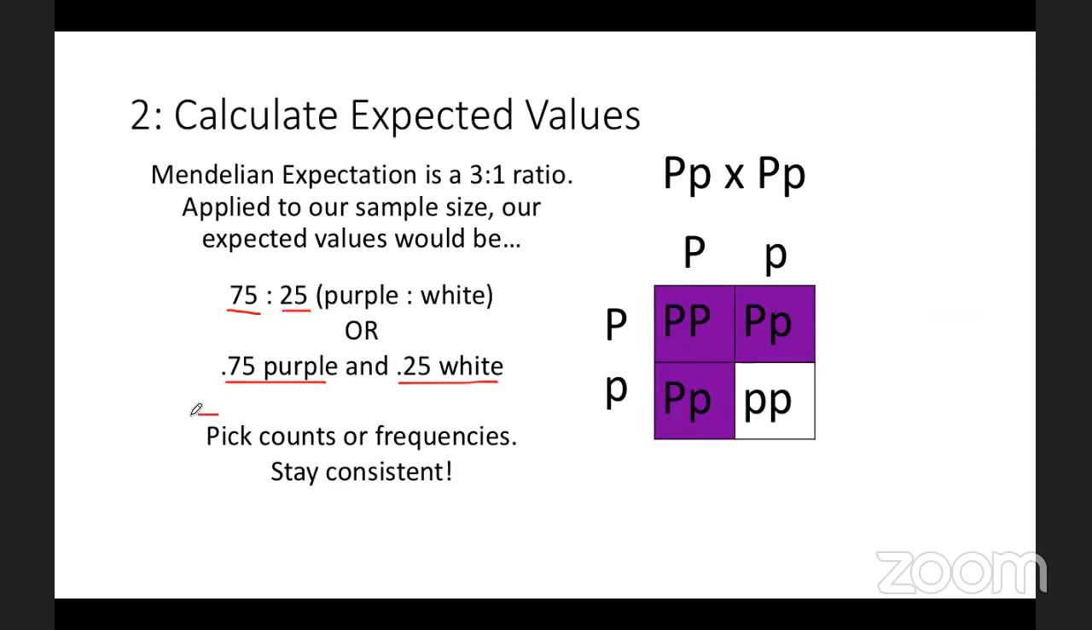And again, this is where you pick what type of math you want to do. Do you want to work in percent land or proportion land, or do you want to work in count land? Whichever one you pick, you have to stay consistent when you're doing your observed values. And because the problem gave us observed values as counts already, I think it's easier to just go with this. So I'm going to go ahead and do this with counts.